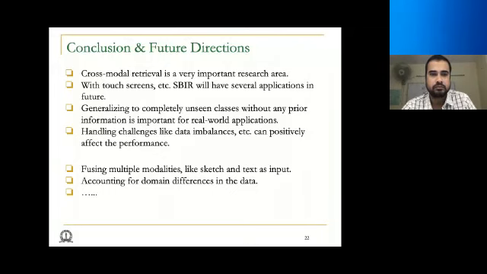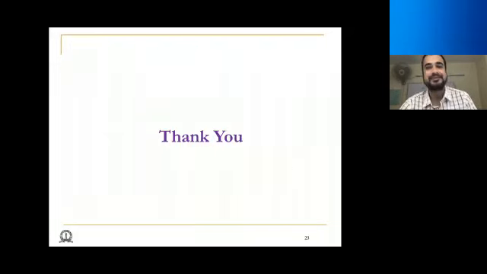For example, you can fuse multiple modalities. Say, instead of just giving a sketch as input, you can have a sketch as well as text as input. So even in the input, you have multiple modalities. Then accounting for domain differences: for example, one sketch can be really good, like those with which you have trained the data, drawn by professional artists. But when we actually draw on an iPad or a touchscreen, we know how bad our sketches are. So it actually has to generalize to good and bad sketches as well. So with this, I'll end.